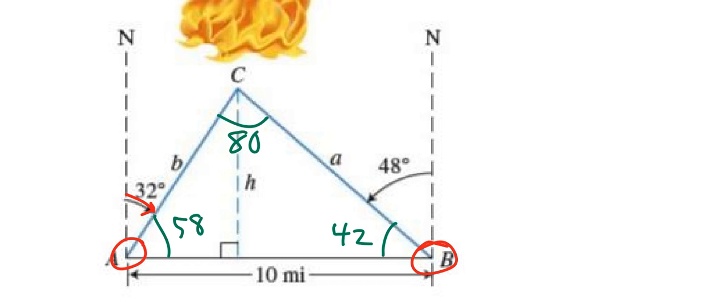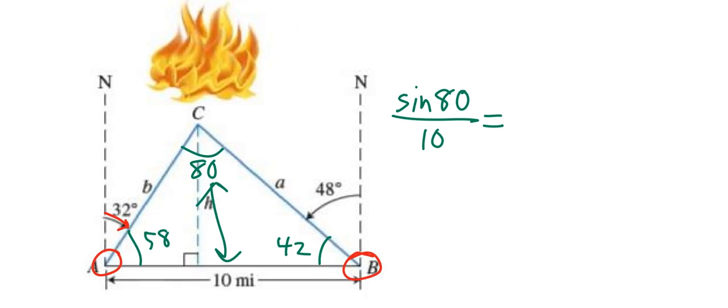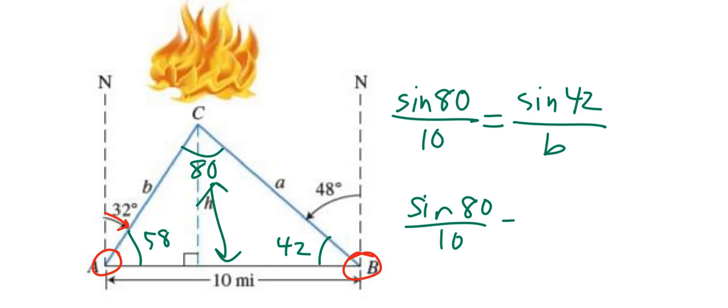Okay. Do we have enough information for the law of sines? Yes, we have a known angle and a known opposite side. Sine 80, let's just hope he can type fast on a calculator while the fire burns. And then we got sine 42 over b. And then, of course, you're going to do this again. Sine 80 over 10 equals sine 58 over a. Okay, use your machines and find these things.